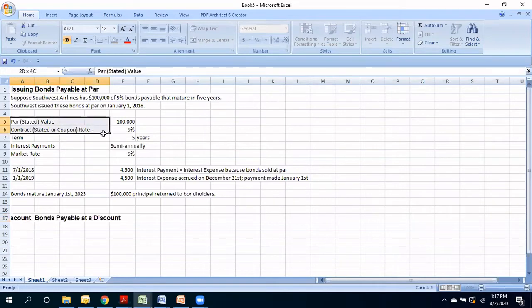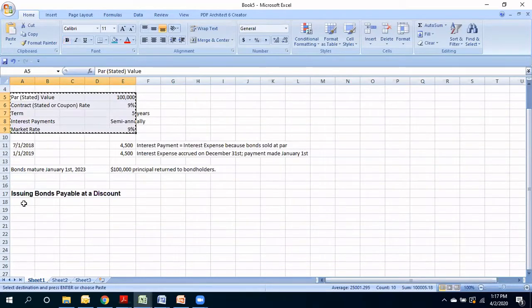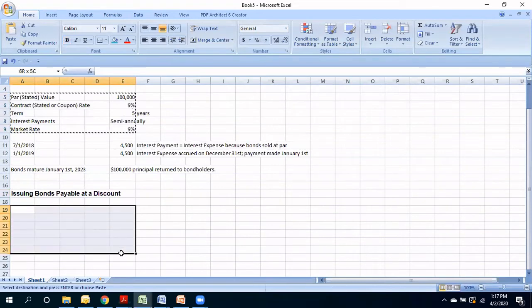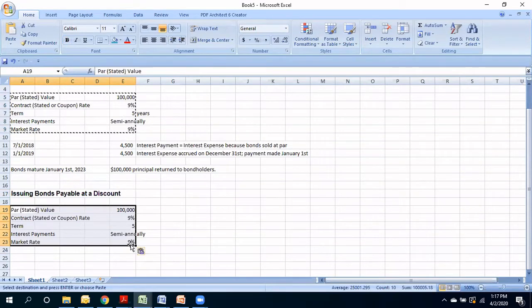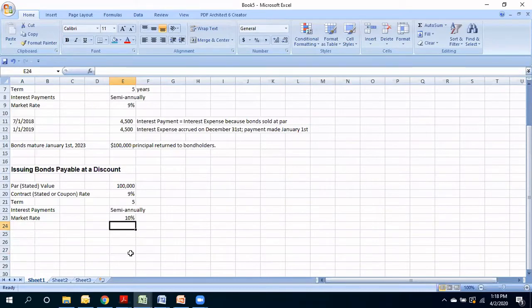Everything in our Southwest Airlines example is going to be the same with one exception, and that is our market rate of interest. Because when bonds are issued at a discount, by default, that means that the market rate is higher than the coupon or the contract rate.